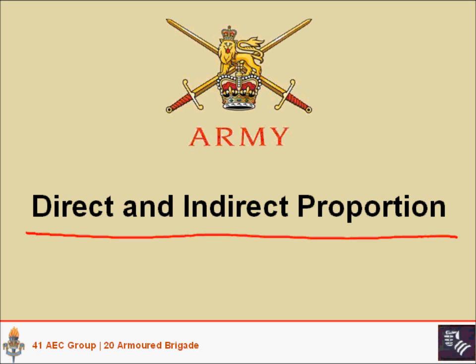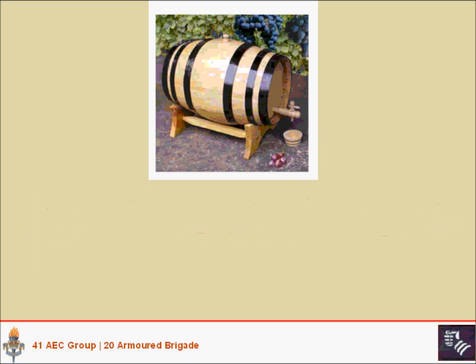Indirect proportion is when an increase in one quantity leads to a decrease in another. So let's look at an example. First, we'll have a look at direct proportion. Direct proportion is when an increase in one quantity leads to an increase in the other in the same ratio.